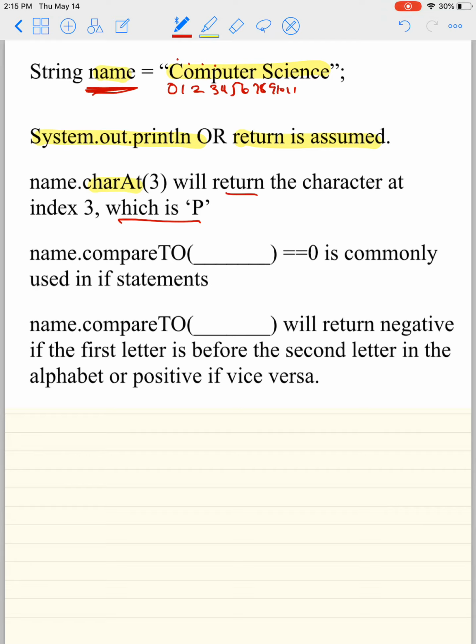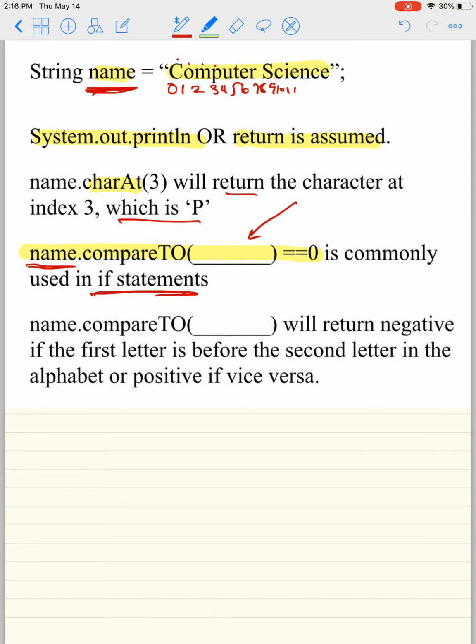Something else that is commonly used, or should probably be used just as much as equals, is compareTo. With compareTo, you put your object name, dot compareTo, and then you have to put something else in there. Usually one of those is from the parameter of the method, and compareTo equals 0 is commonly used in an if statement. So you'll typically see something like this in an if statement, and if this is true, it would do something; if not, you do something else. If it equals 0, it just means that the two strings match.